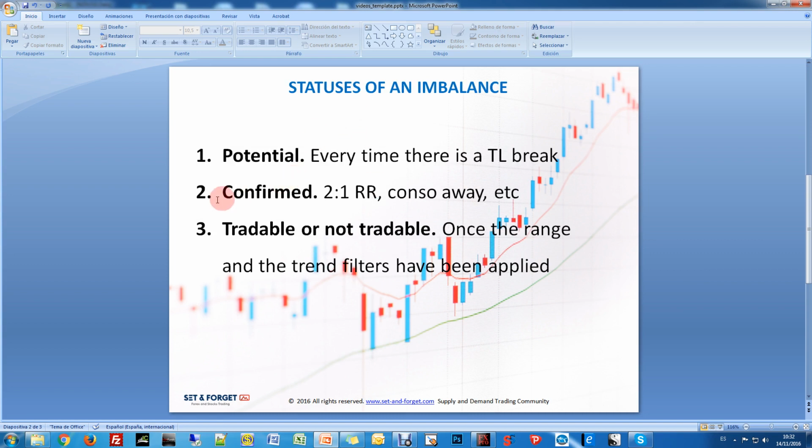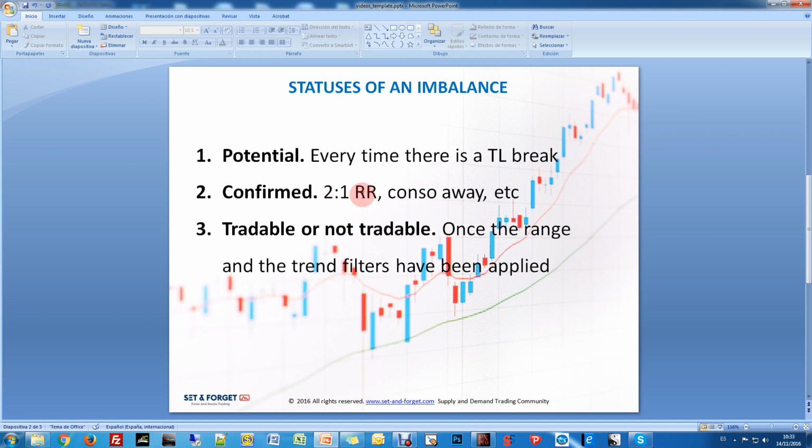The statuses of an imbalance. We are going to go through these over the analysis in this video. There are 3 statuses. An imbalance, always while it's being created, is potential. Every time there's a trend line break, it is a potential level. It needs to be confirmed as an imbalance, and the only way we can confirm it as an imbalance is by having consolidation away, which is compulsory.